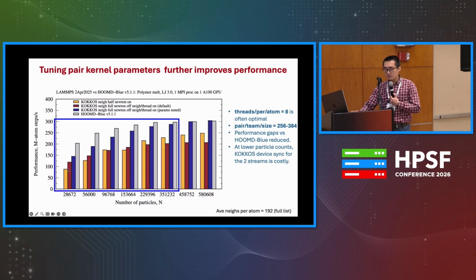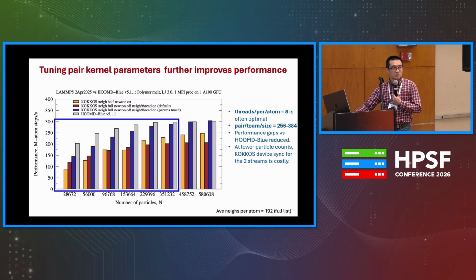But the improvement is there, right? You can see without anything changed, without any optimization done, it's going from the orange to the dark blue. So that marks the difference. This work contributes to the LAMMPS KOKKOS package.